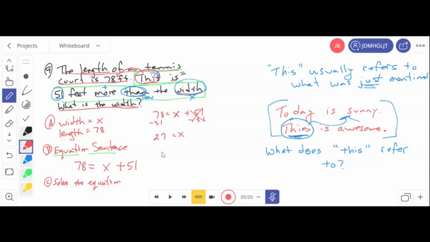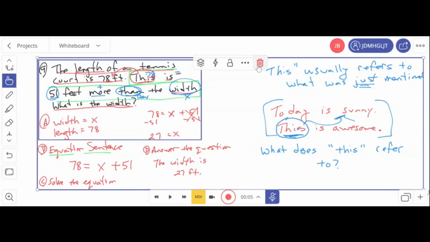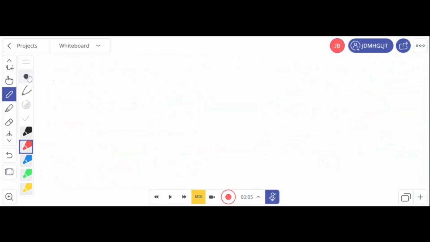Okay. Then answer the question. The question is, what is the width? The width is 27 feet. That's the answer to the question. That the word this is referring to what was before it. So let's look at the next problem.